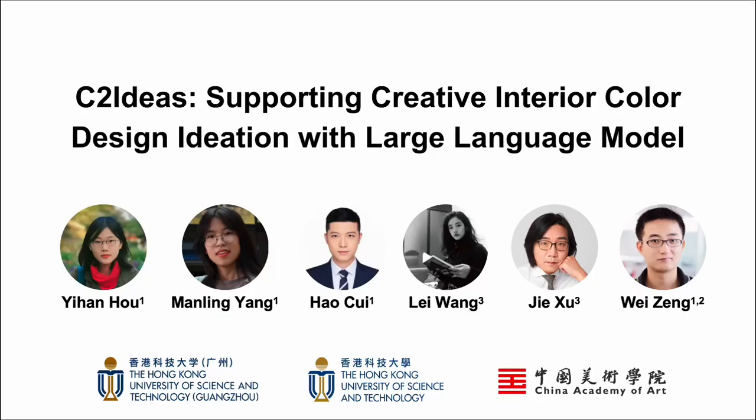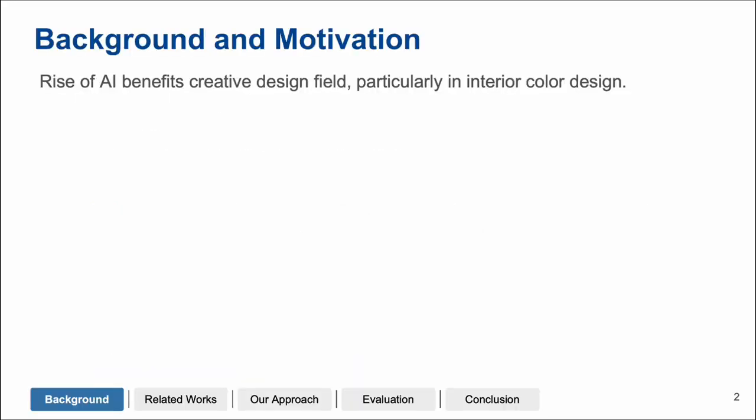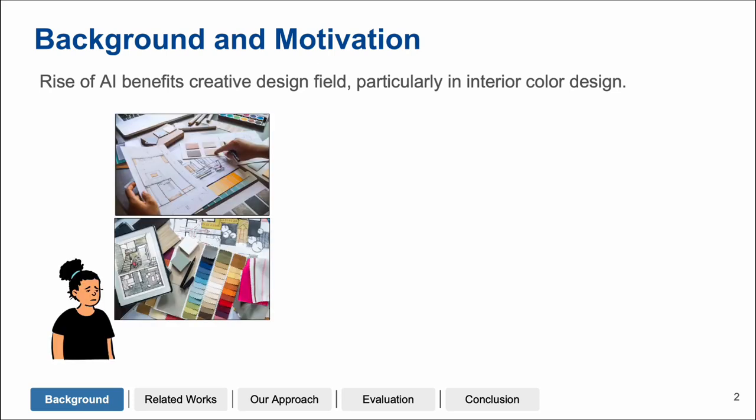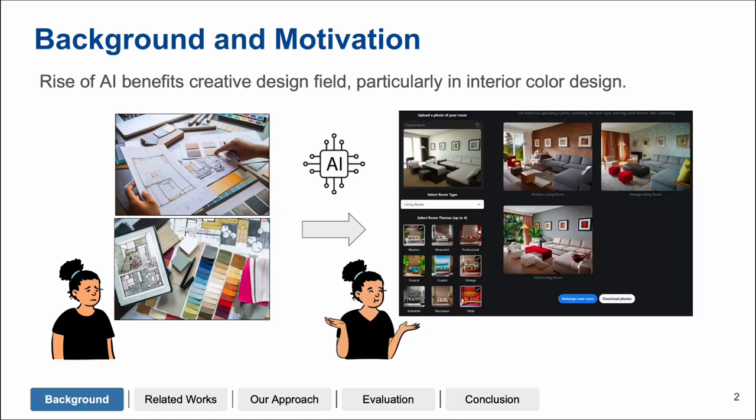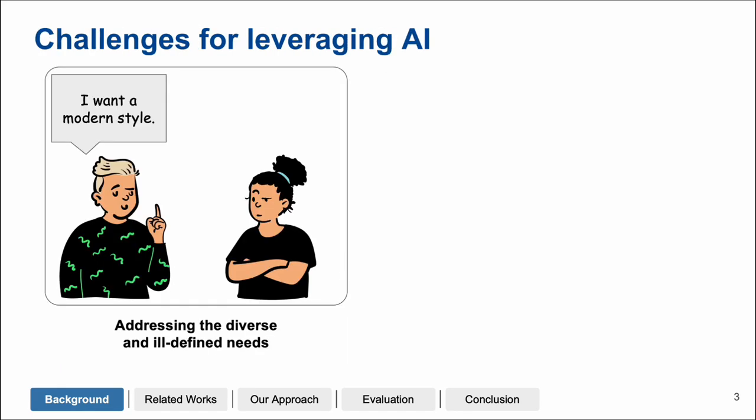Hello everyone, welcome to this talk about C2Ideas, supporting creative interior color design ideation with large language model. Design ideation is the fundamental step in creative projects. We have seen a remarkable transformation in creative design, particularly in interior color design that seeks to craft aesthetically and emotionally compelling spaces. While leveraging AI in this domain presents challenges.